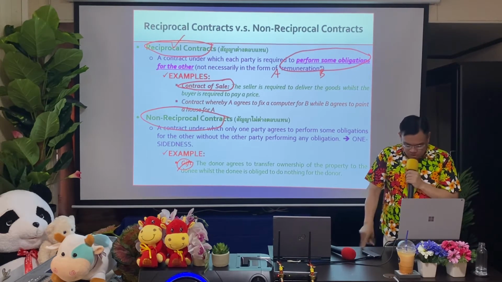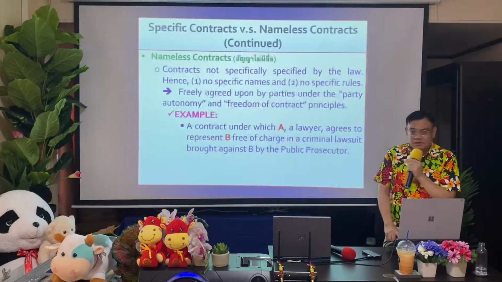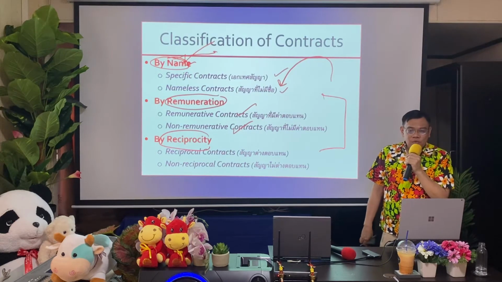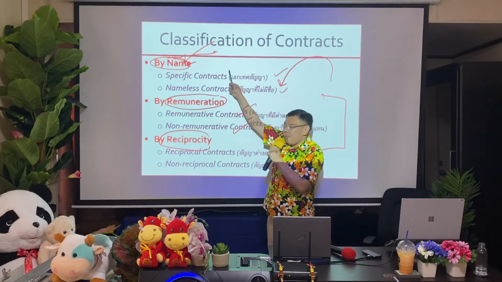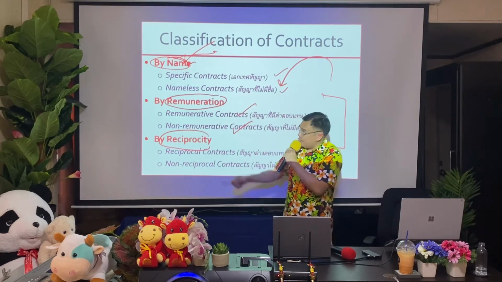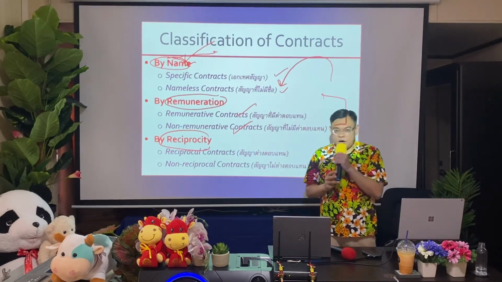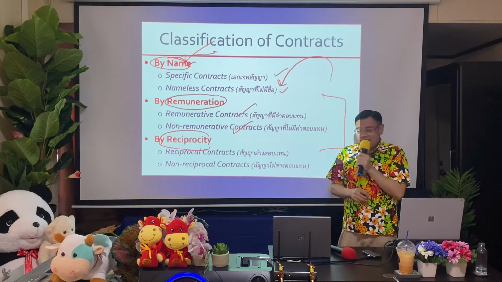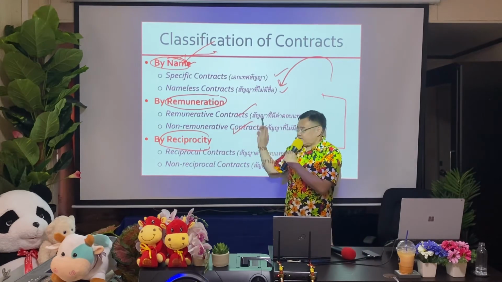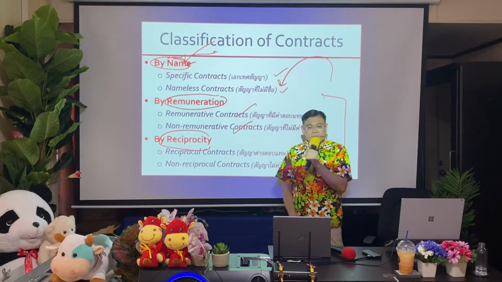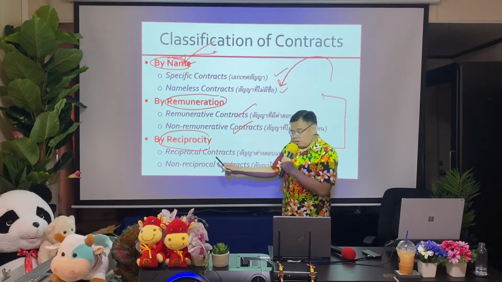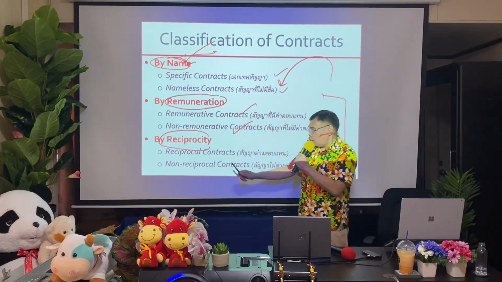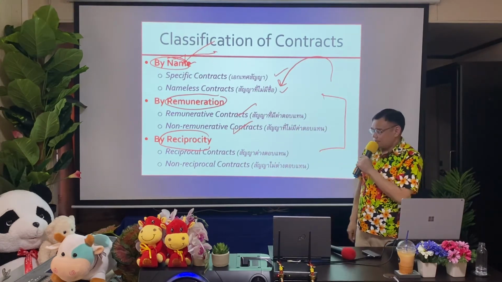So I hope that you are clear about the classifications of contracts. If we go back to classifications of contract, remember we have three ways of classifications. We can classify contracts by name, so that we have specific contracts and nameless contracts. We may also classify contracts by reference to remuneration. In this case, we will have remunerative contracts and non-remunerative contracts. And if we classify contracts by reciprocity, we will have reciprocal contracts and non-reciprocal contracts.